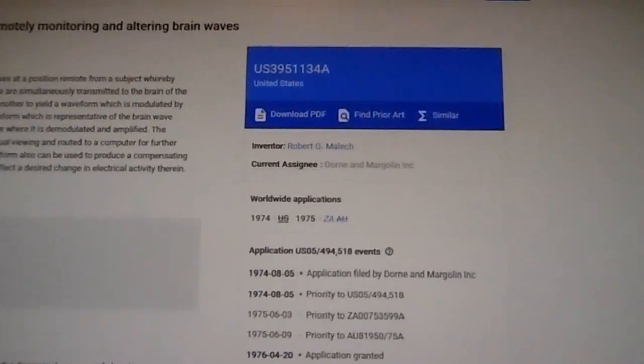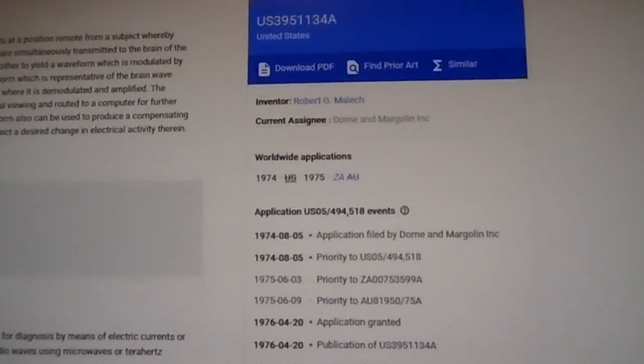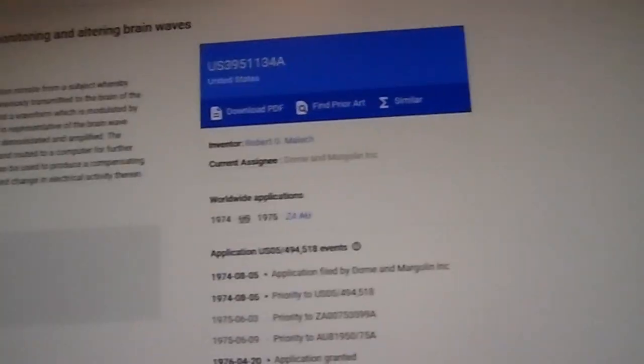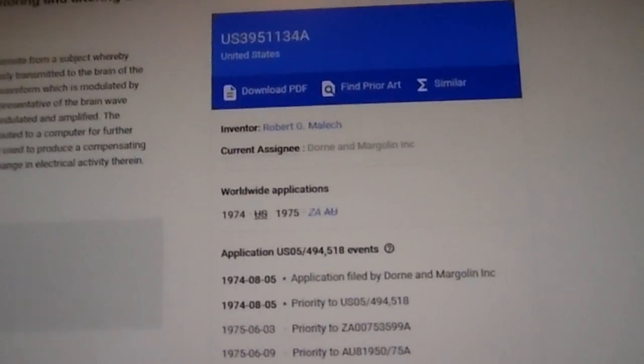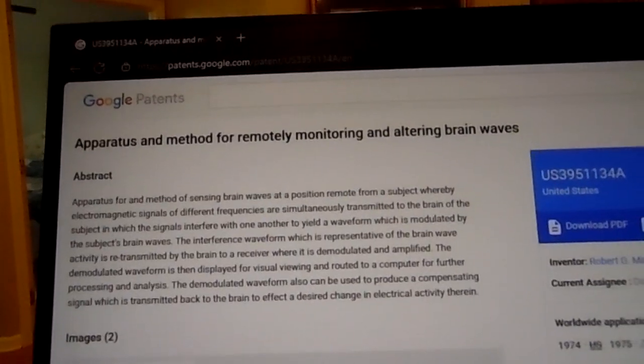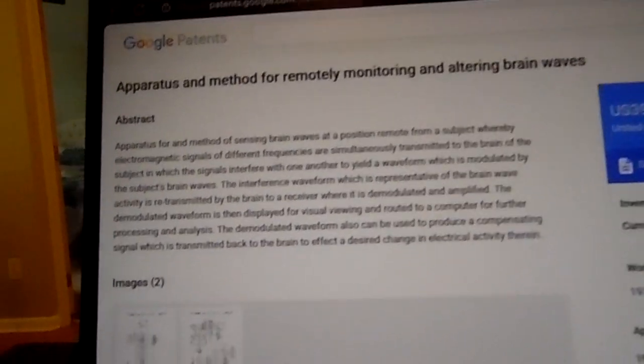Now, this is by Robert Malik. Okay. Notice Dome and Markland is the assignee. They build all kinds of radar. You can look that up. I should have saved that site too. Apparatus and method for remotely monitoring and altering brain waves.